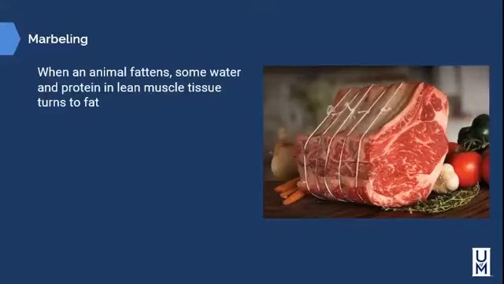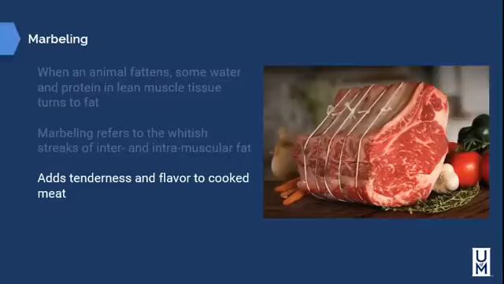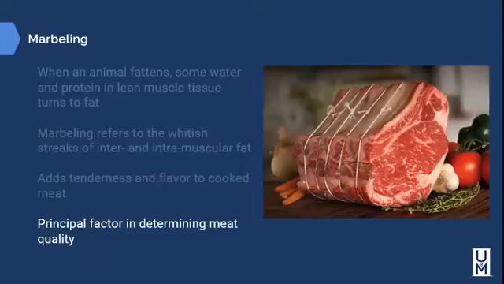And speaking of muscles and fat in particular, let's talk about marbling. Marbling is when an animal fattens, and some water and proteins in lean muscle tissues turn to fat. Marbling refers to these whitish streaks of inter- and intramuscular fat. It adds tenderness and flavor to cooked meats, and it's a principal factor in determining meat quality. The amount of intermuscular fat, or marbling as we call it, is going to determine the grade of the beef, being either select, choice, or prime.